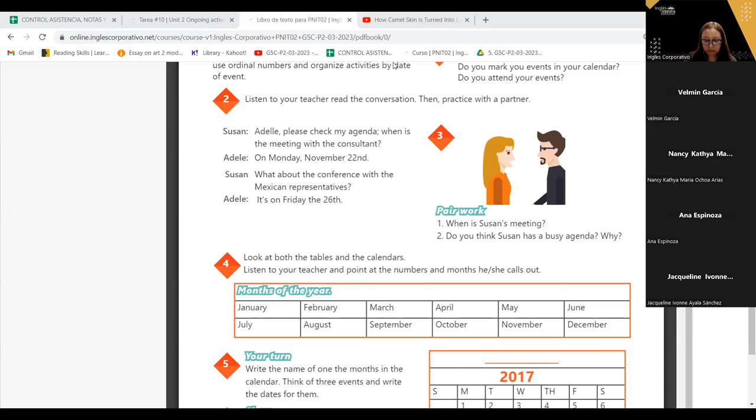When will we visit the mall manager to extend the contract? Okay, the visit to the mall manager is for Wednesday, March 22 at 10 a.m. Finish the conversation, and the first question is: when is the meeting with the shareholders?